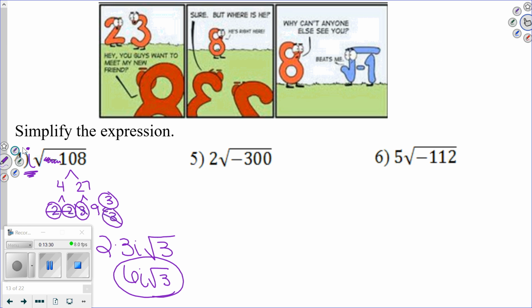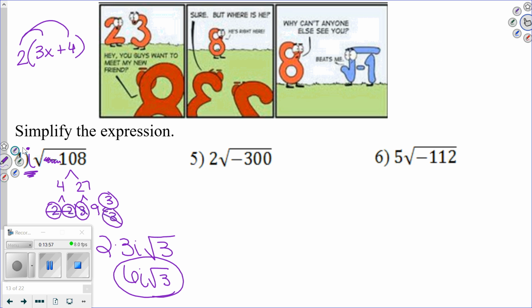Can you multiply numbers together if one has an i and one doesn't? Think about something else that you've done in the past. What if you had this? Could you multiply this 2 by the 3x even though it didn't have a 3x or an x on it? Yeah, you could. Multiplying, they don't have to be alike. Adding and subtracting, they have to be the same.